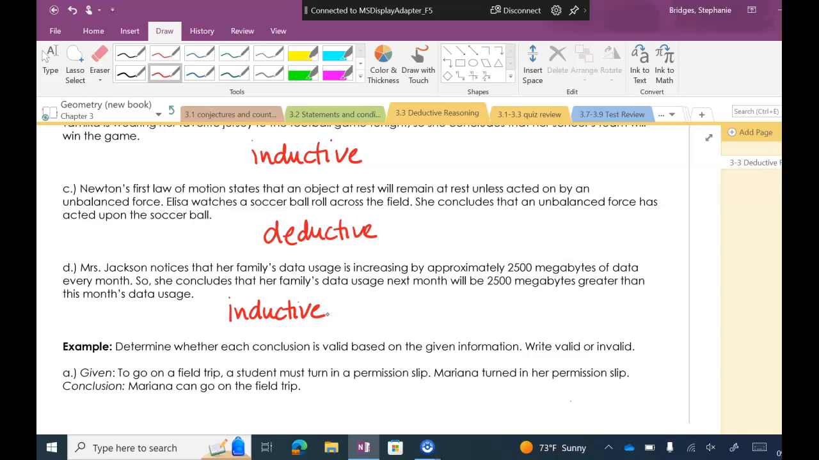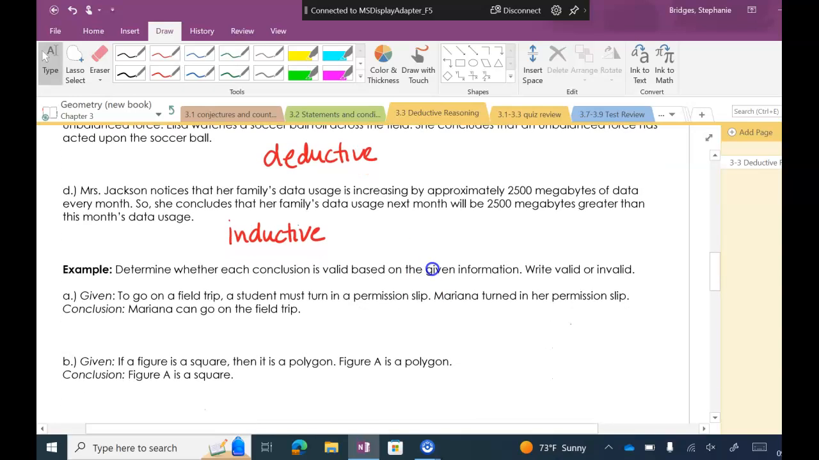Valid meaning it's going to be true, right? Meaning it's going to happen. Invalid is I don't have enough information to say that that's going to happen. So the original statement says, if you turn in a permission slip, then you get to go on the field trip. And it says that Mariana turned in a permission slip. The conclusion they're saying is that she's going to get to go on the field trip. Is that valid or invalid? Valid. She did what she was supposed to, so therefore that is a valid conclusion that she will be able to go on that field trip.